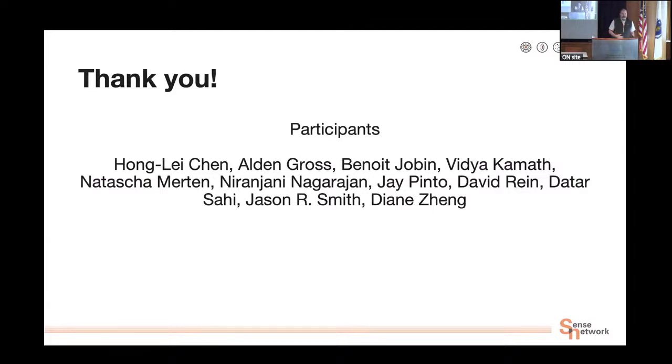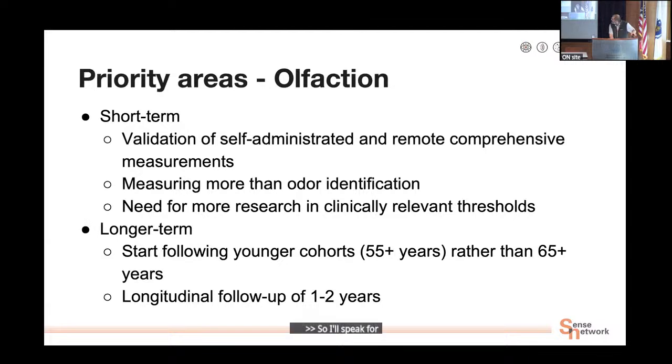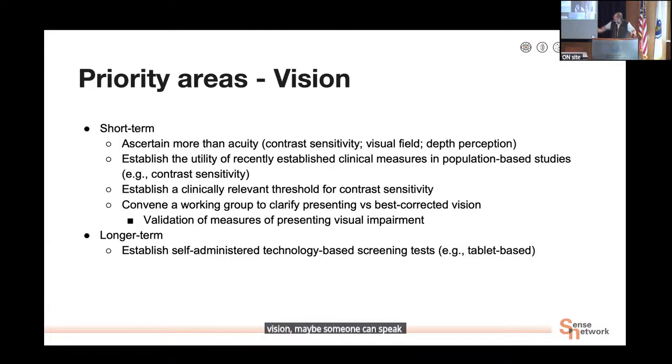Yeah. David, did you have anything you wanted to say? Because you're in my field of vision. So I'll just speak for vision. Maybe someone can speak for olfactory. We spent a lot of time talking about those two. Also, taste.